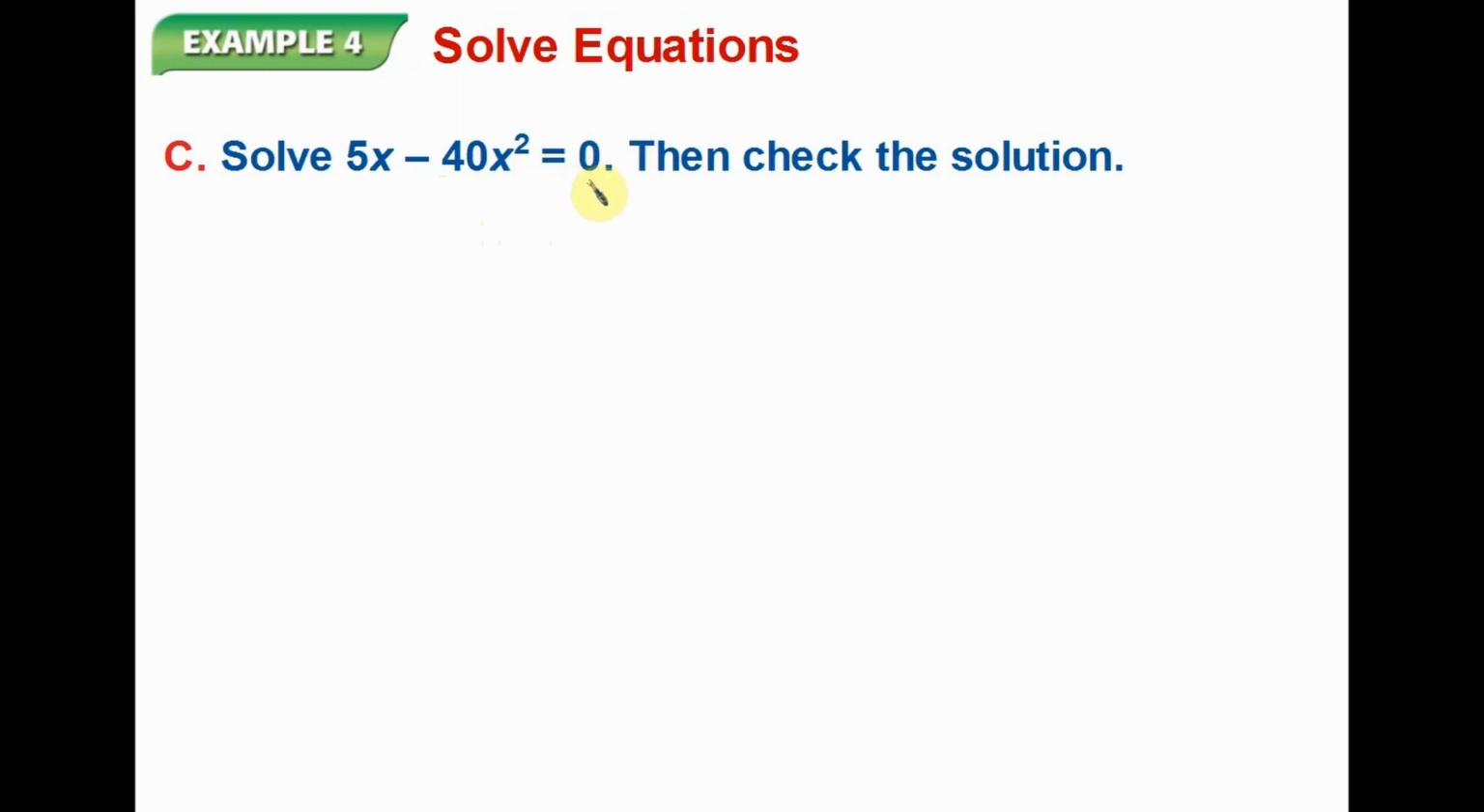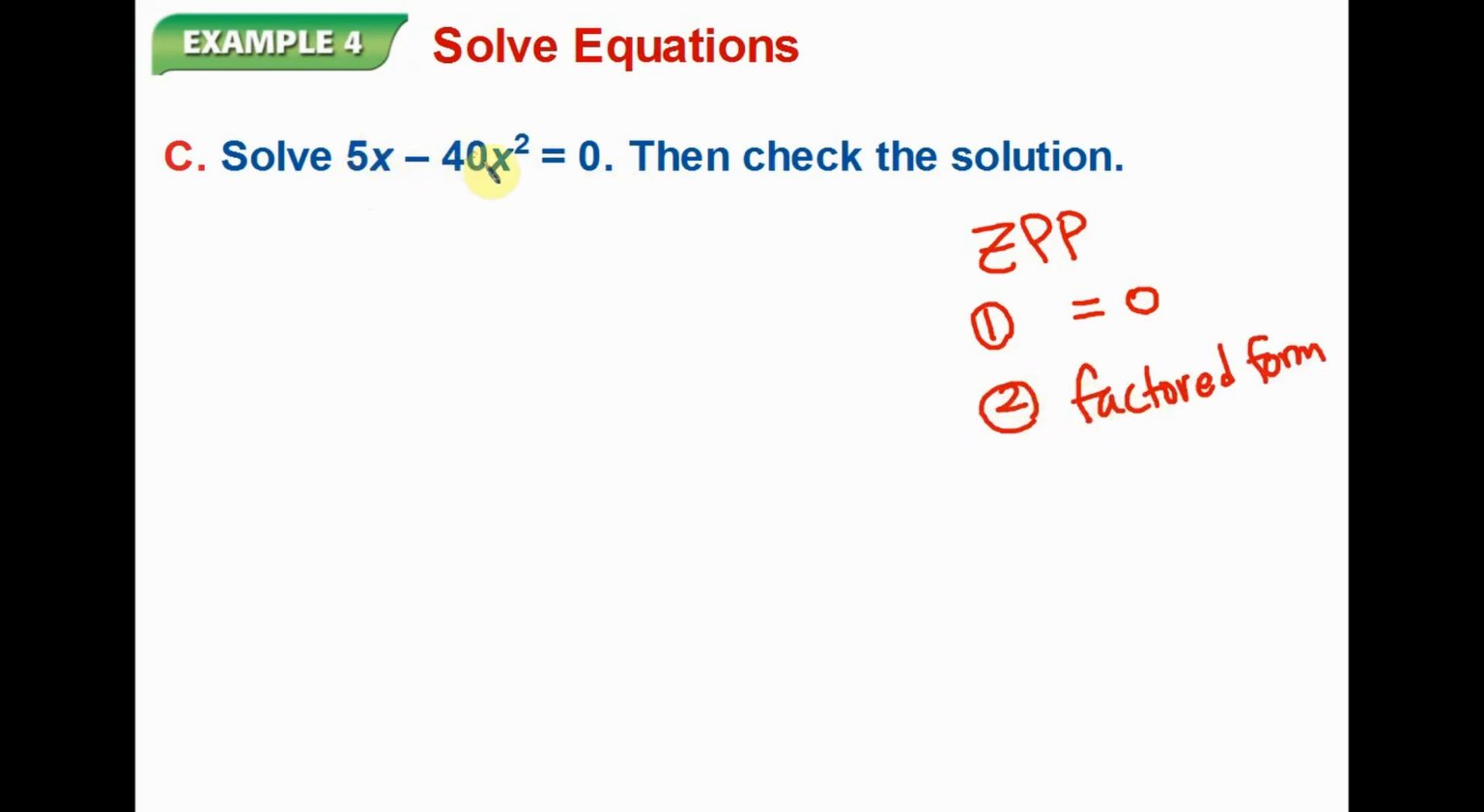Since you already have the 0, all I have to do is make sure that this is in factor form. So if I want to use ZPP, the first step is to make sure that you have equal to 0 at the end. Second, you need to have factor form. In this case, 5x minus 40x squared both have 5x as a common factor. If I take that out, 5x times 1 will get you 5x. 5x times negative 8x will get you negative 40x squared. That's equal to 0. So now you have to make 5x equal to 0, or you will have this term 1 minus 8x equal to 0.